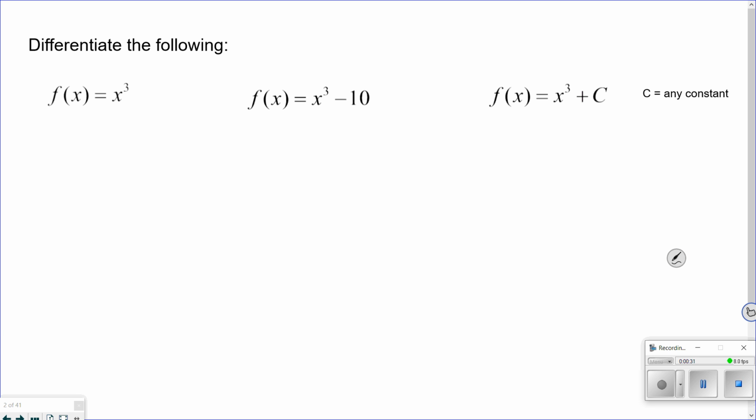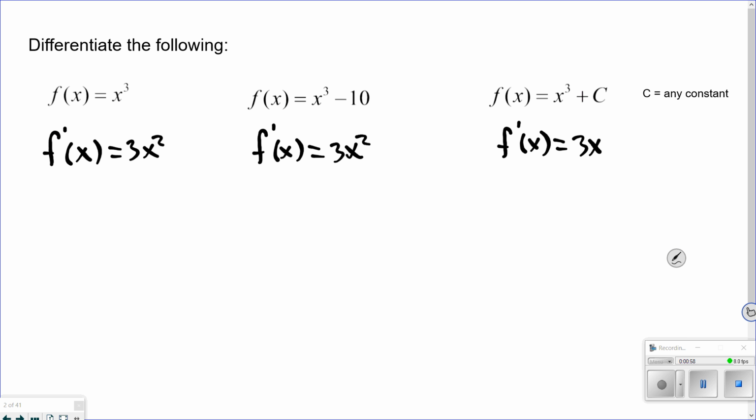All right, so on this first one, when I take the derivative, 3 drops down, subtract 1 from the power, so my derivative is 3x squared. On the second one, same thing, 3 drops down, subtract 1 from the power. It has the minus 10 on the end, but that's a constant, so it comes out to be 0. So we get the same derivative. We get 3x squared.